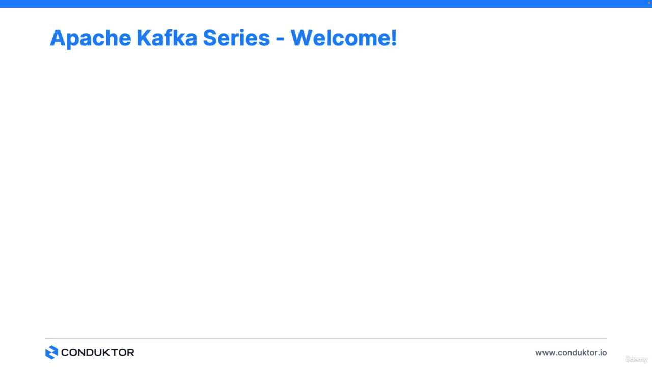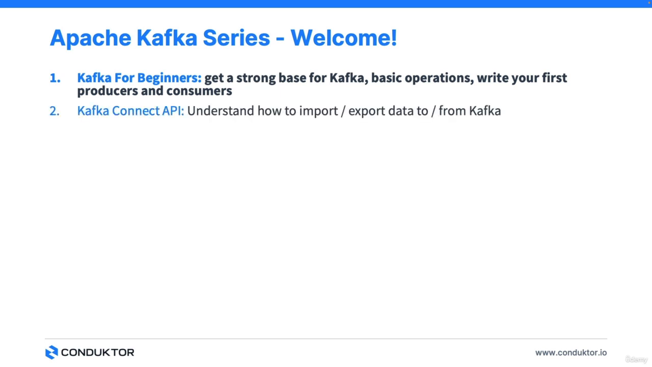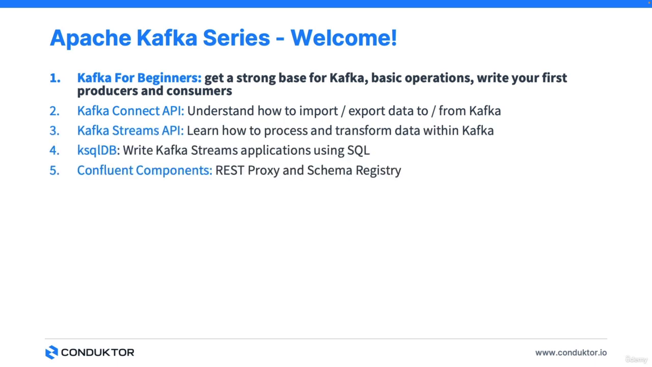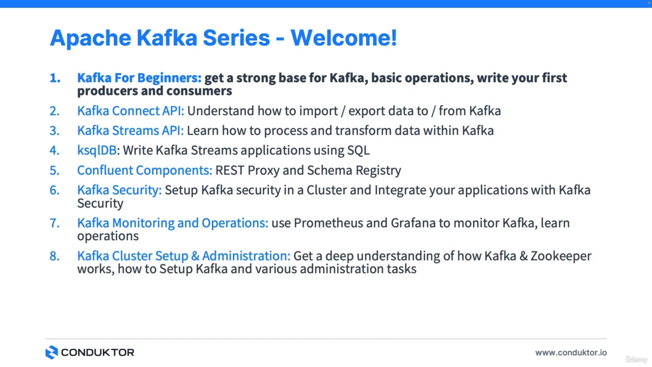So welcome to this course. This is the Apache Kafka series, and you're on volume 1, which is Kafka for Beginners, which is going to give you a very strong base for Kafka, learn basic operations, and write your first consumers and producers. But there is Kafka Connect, Kafka Streams, KSQLDB, Confluent Components, Kafka Security, Kafka Monitoring and Operations, Kafka cluster setup and administration in the Apache Kafka series. This is not in this course.